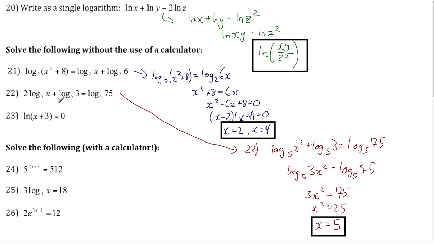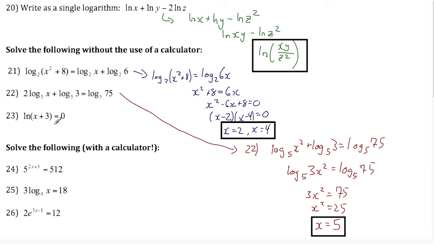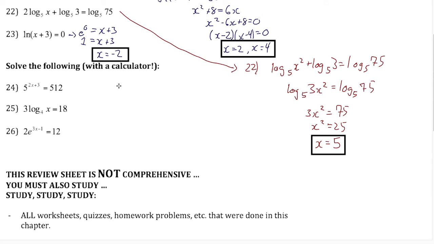And finally here, with this one, this is nice. We can just rewrite this. The base here is e for the natural log, natural base. So we can rewrite this to be e to the 0 power equals x plus 3. Well, anything to the 0 power is 1. So we get 1 equals x plus 3. Subtract the 3, we get x equals negative 2. And there we go.